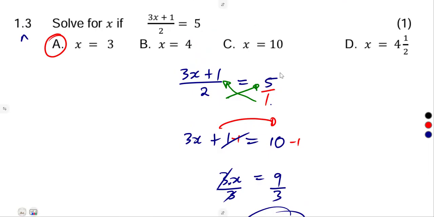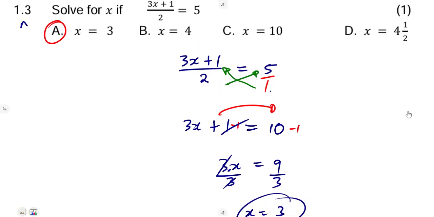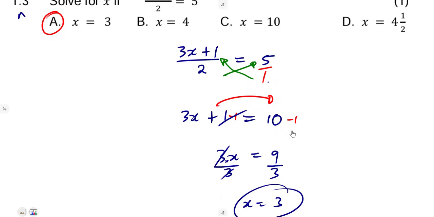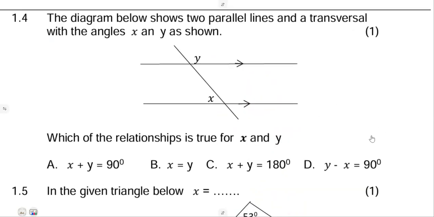All right, or you can just substitute the values, test your values directly, or just solve, guys. You are used to these equations, so we can simply work out our equation straightforwardly. On another section, we are given 1.4.